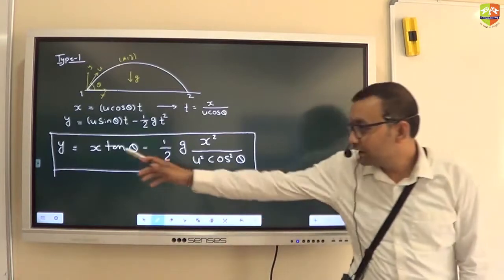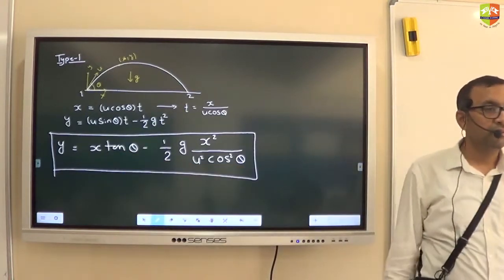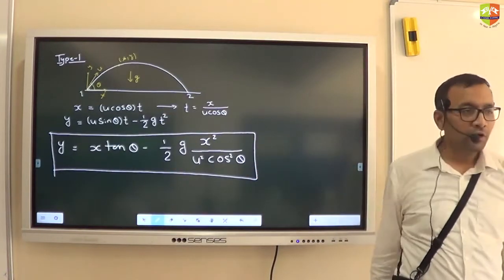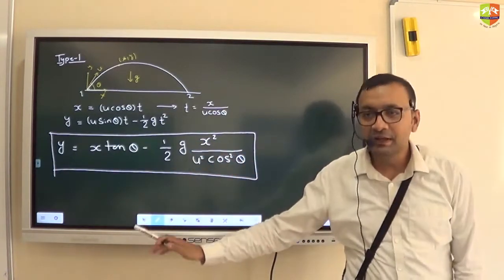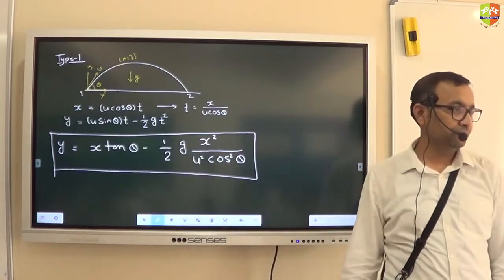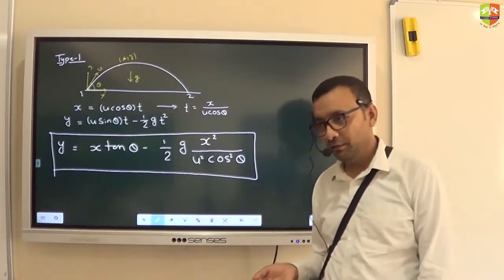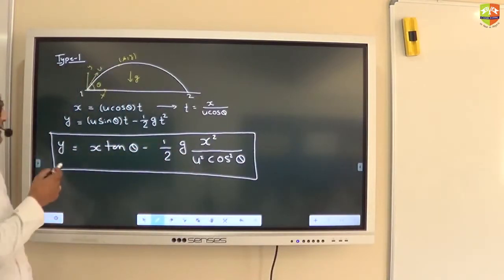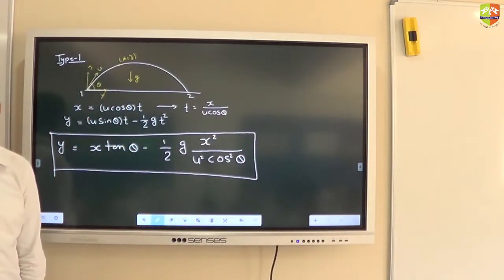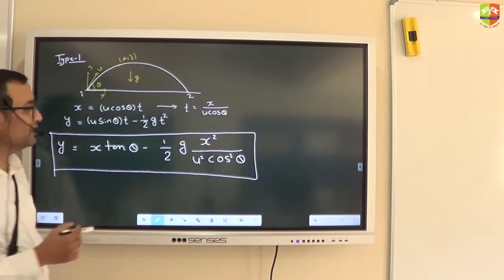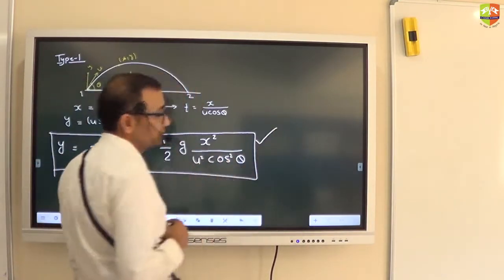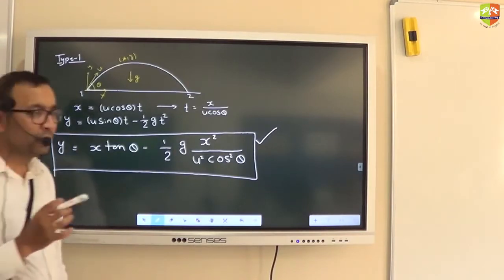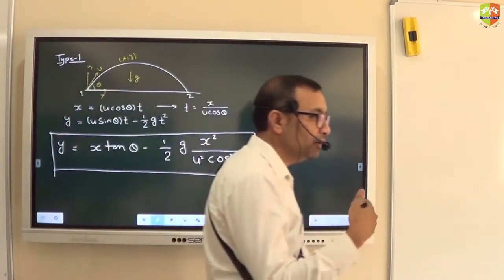You can see the degree of y is what? 1. And degree of x is 2. So this kind of equation represents a parabola. You will learn about parabola later on in maths, coordinate geometry. But it's good to know that this curve is a parabola. Fine? So this is the equation of the path. Fine?